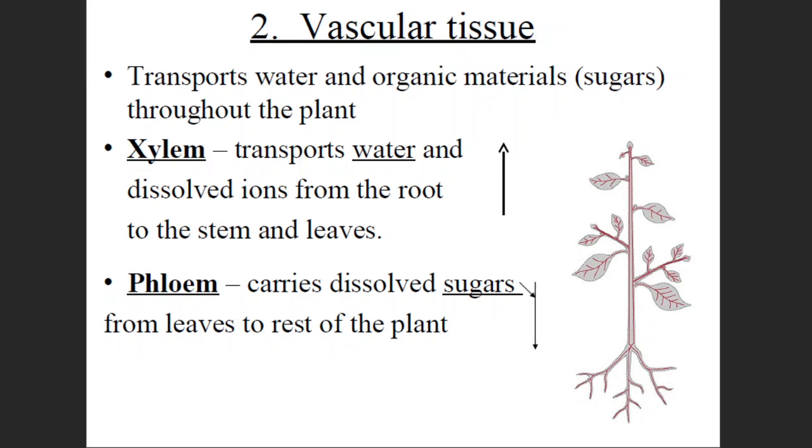Xylem is employed in the transport of water and other ions from the root to the stem and leaves. So it is negatively geotropic, collecting water from the roots and transporting it to the aerial parts of the plant. While phloem transports the dissolved sugar from the leaf, where it is synthesized, to other parts of the plant, that can be towards the root or other parts. So phloem is employed in food transport, while xylem is employed in water transport.